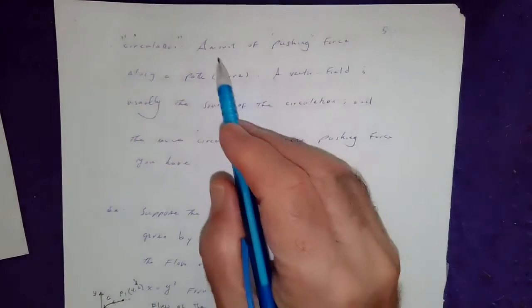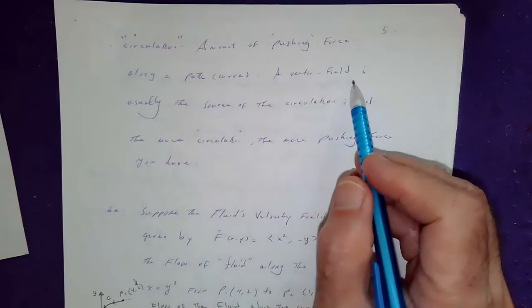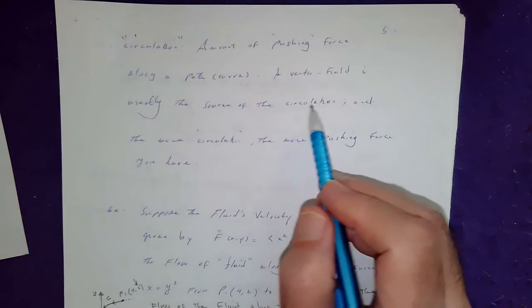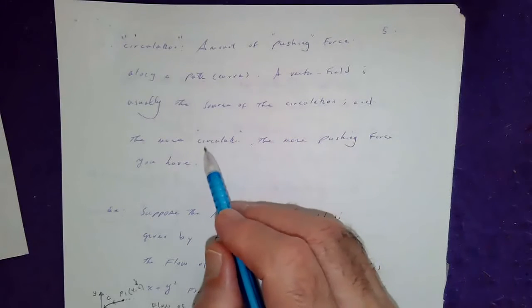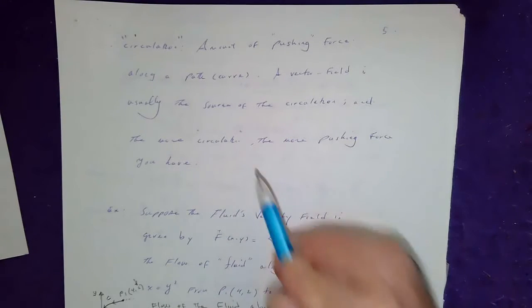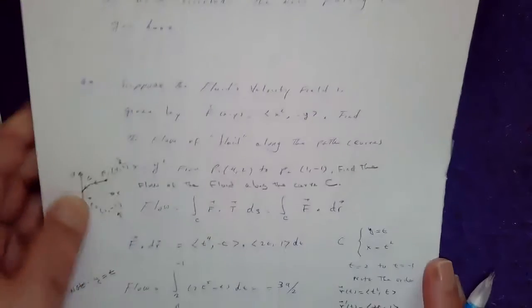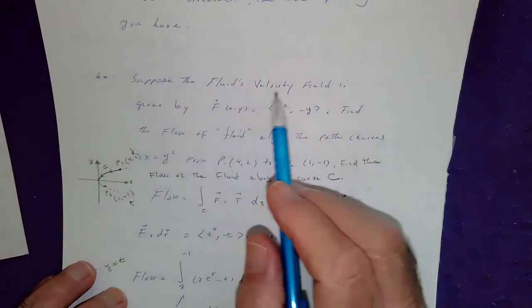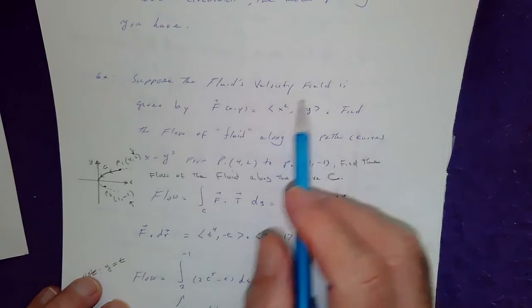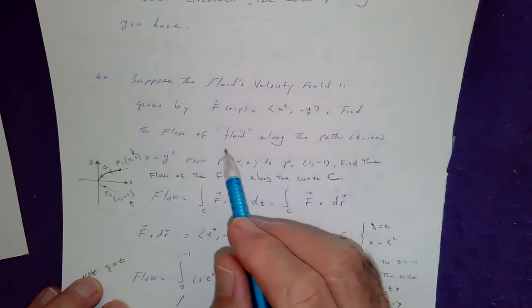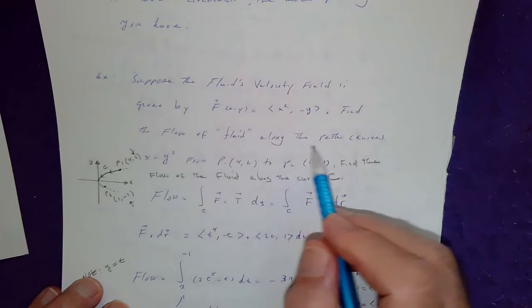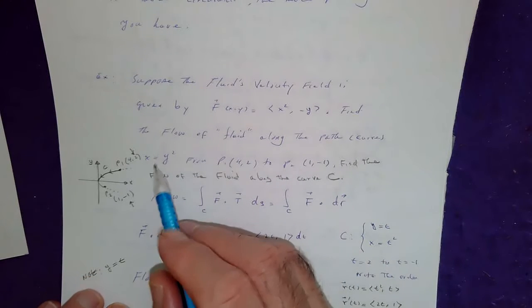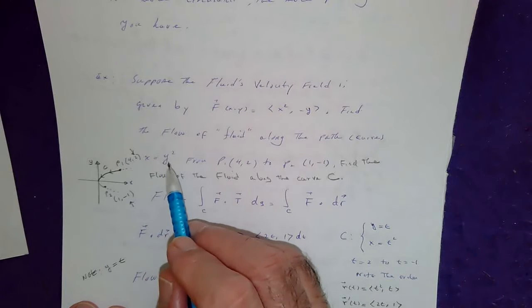All right, speaking of circulation, circulation in layman's terms is the amount of pushing force along a path. A vector field is usually the source of the circulation, and the more circulation, the more pushing force you have. Suppose we do an example. Suppose a fluid velocity field is given by this. Find the flow of the fluid along the path curve, and the path is x equals y squared.